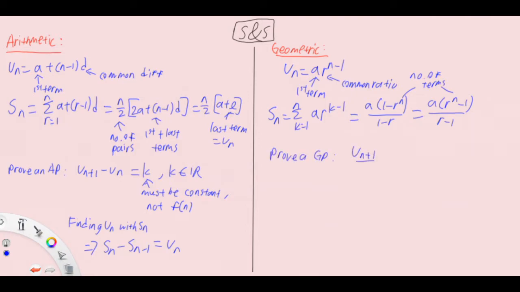To prove a GP, now our consecutive terms are a multiple of each other by a common ratio r, therefore just take the division of two consecutive terms to give us k, or 1 over k, and this must not be a function of n. To find un from Sn, same thing, Sn minus Sn minus 1 to give us un.